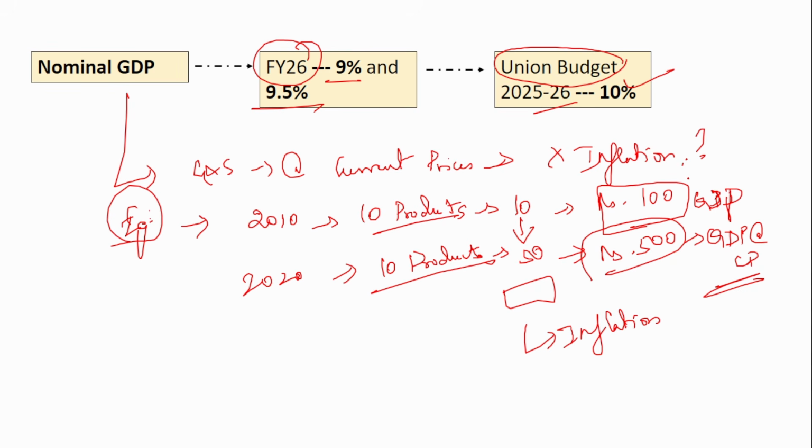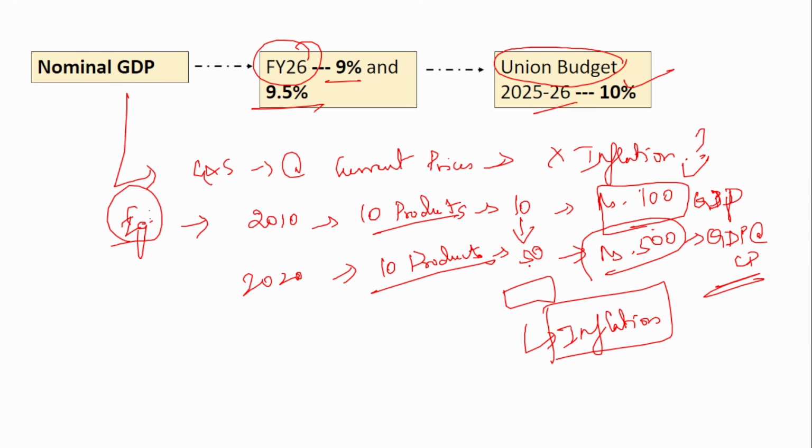So if you see, the total value of final goods and services has increased from 100 to 500 only because of inflation. Only because of the increase of the prices of the products and not because the volume increased. So the nominal GDP, if you see, does not take into account the inflation part, and that is why the huge difference is there. Real GDP includes the inflation part.